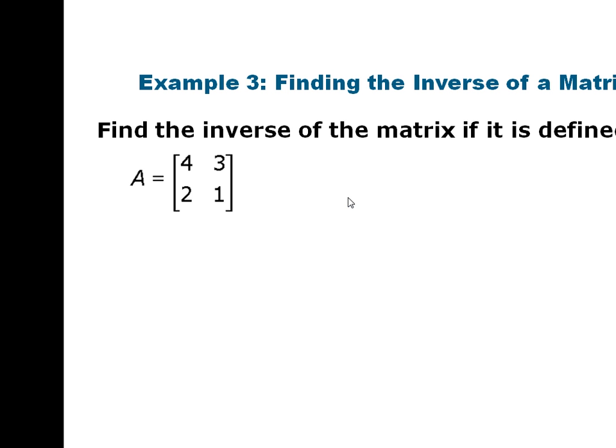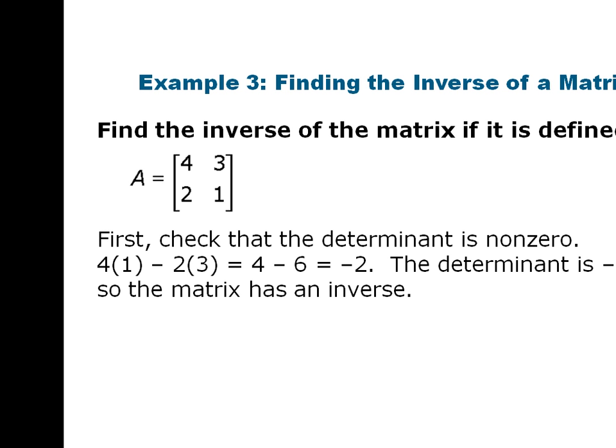So let's find the inverse of this matrix if it is defined. The first thing we need to do is figure out the determinant. So we'll do 4 times 1 minus 2 times 3. And so we'll get 4 minus 6, which is negative 2. Our determinant is negative 2, so we know it has an inverse. There's a matrix that we can multiply by to get the identity matrix with the 1s and the 0s.